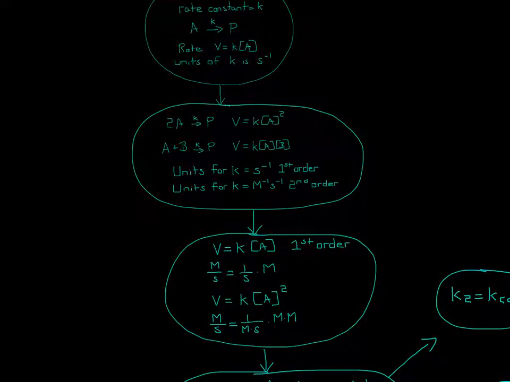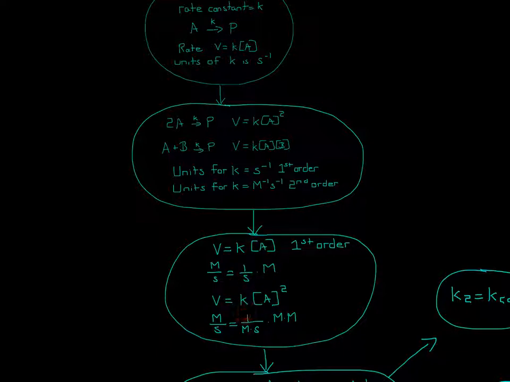So for example, right here V equals K times A, well, that's a first order reaction, and so the end result velocity will always be in moles over seconds because that's the amount of reactant over unit of time. And so K, we designate it as 1 over S because it helps get to this unit, M over S. So it's going to be 1 over S times the molar concentration, right?